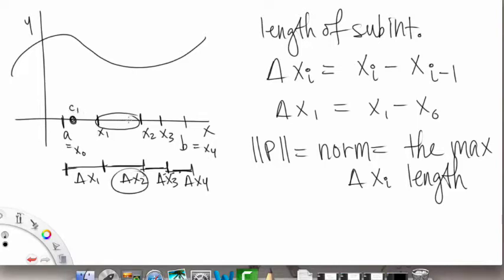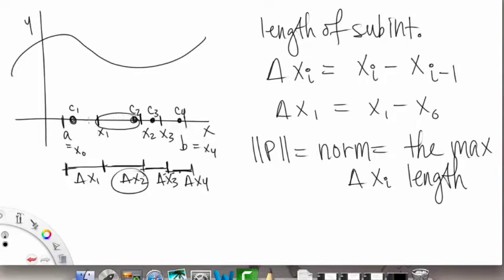We'll make c sub 2 a little bit more to the right on this one, so this is c sub 2. Let's say c sub 3 is smack in the middle there, and finally c sub 4 is somewhere over here. So those are the points in our intervals. See how they're all randomly placed, basically.